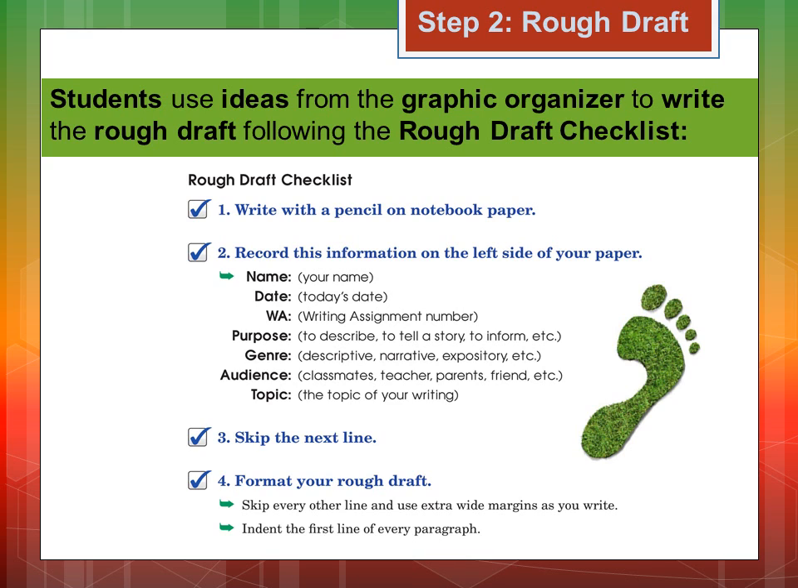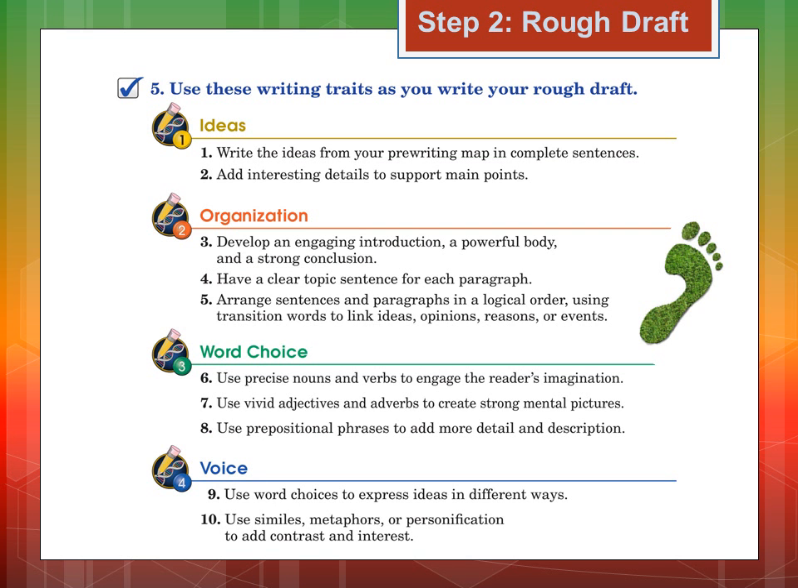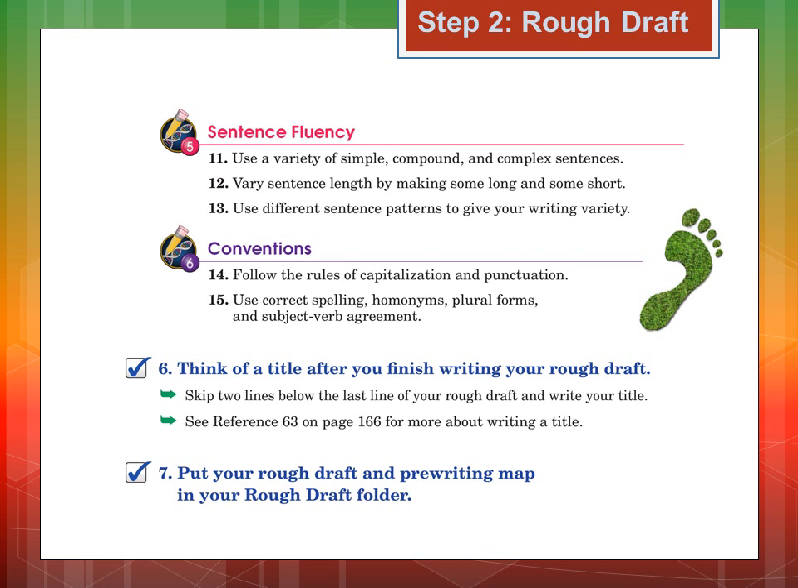The first 4 items on the rough draft checklist teach students how to organize their rough draft writing. The 5th item on the checklist directs students to use the effective traits of writing as they write the rough draft. Rough draft item number 6 includes developing a title for the rough draft, and item number 7 gives students directions where to store the rough draft.